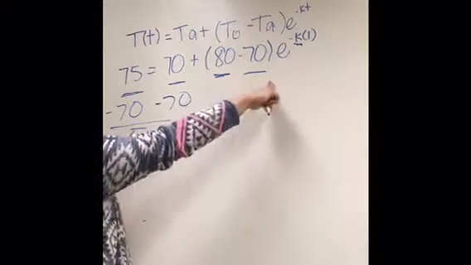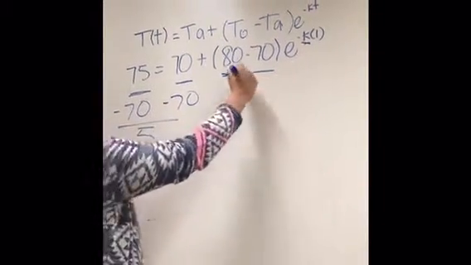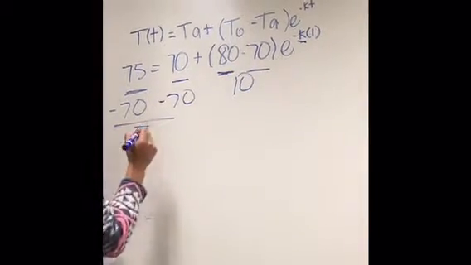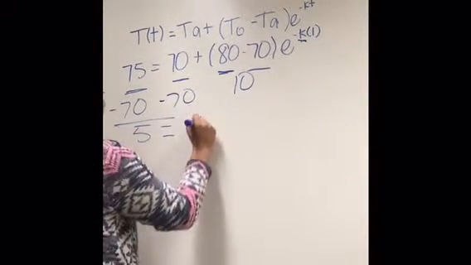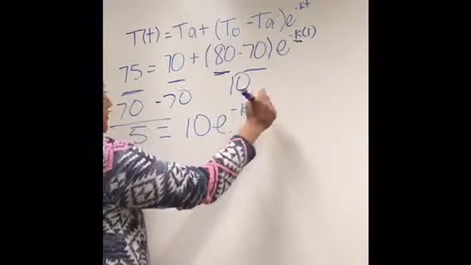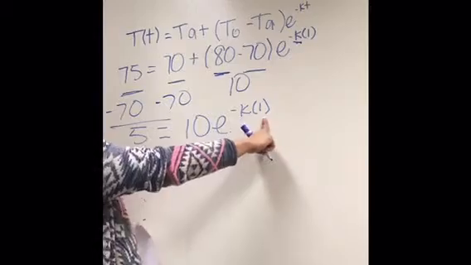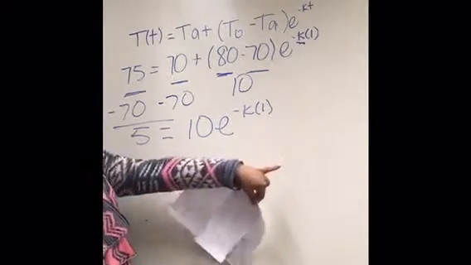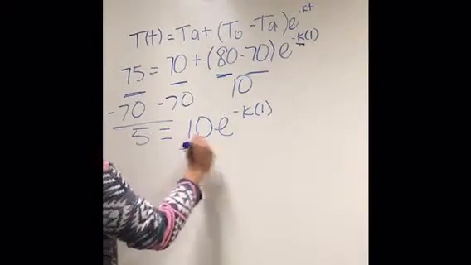And using PEMDAS, we work through the parentheses, and that's 10. So then that's 5 equals 10e^(-k·1), or k times 1. And 1 is used for time because that's the hour. And then we divide by 10.